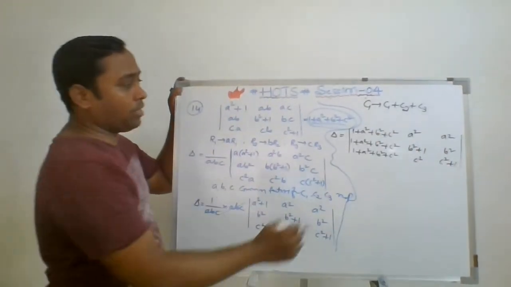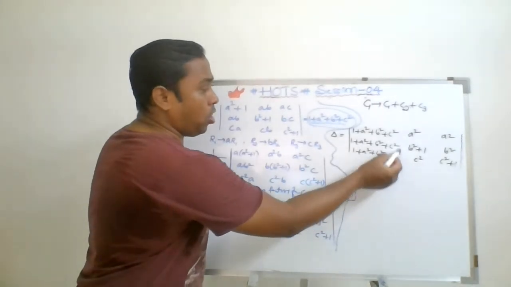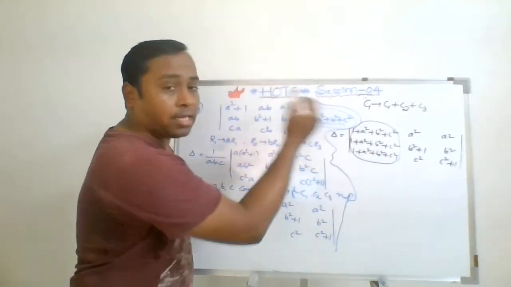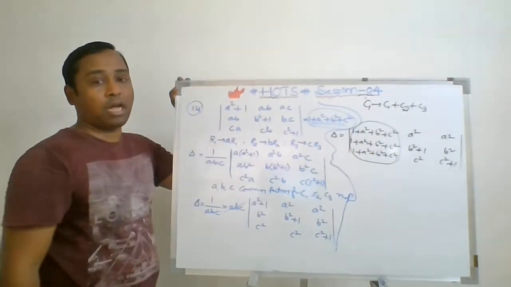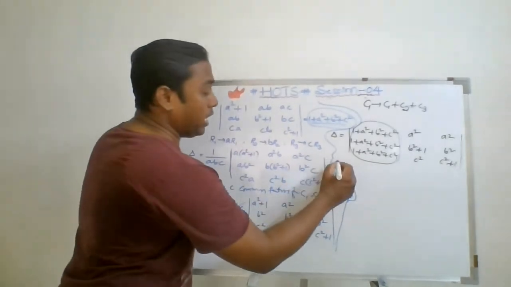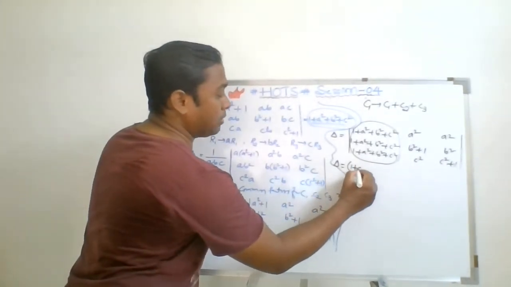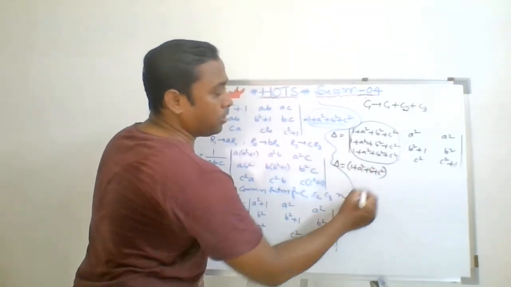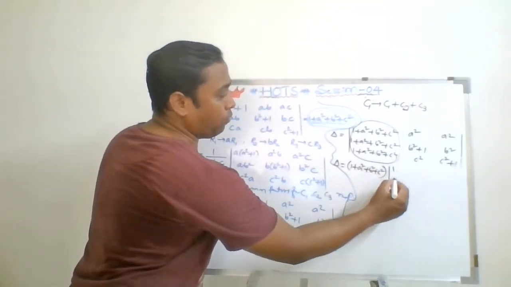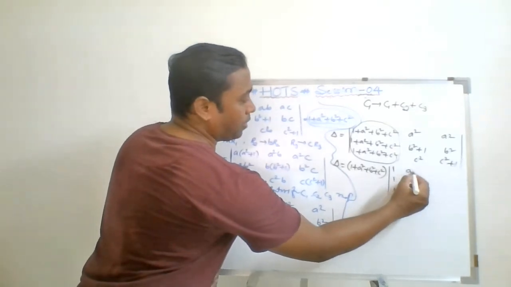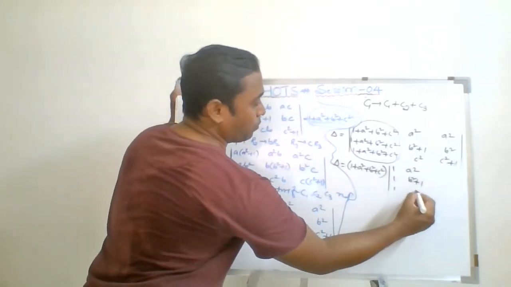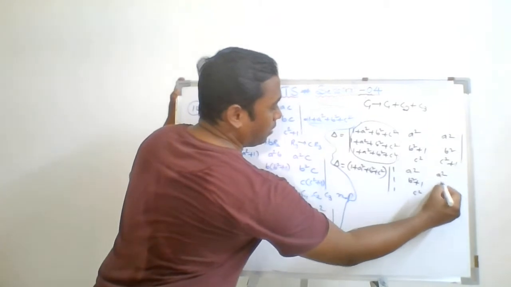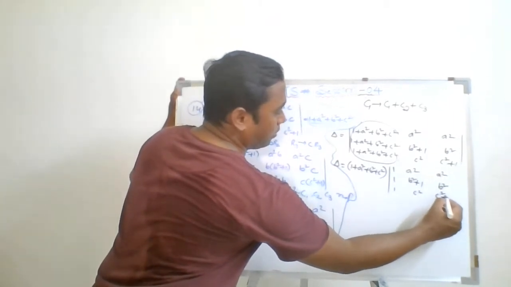Are you getting my point? Hence, from column 1, I can take this as a common factor. So I am taking 1 plus A square plus B square plus C square as a common factor. I am left with 1, 1, 1; A square, B square plus 1, C square; A square, B square, C square plus 1.